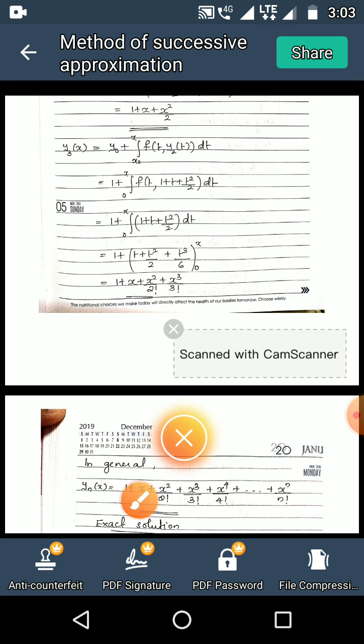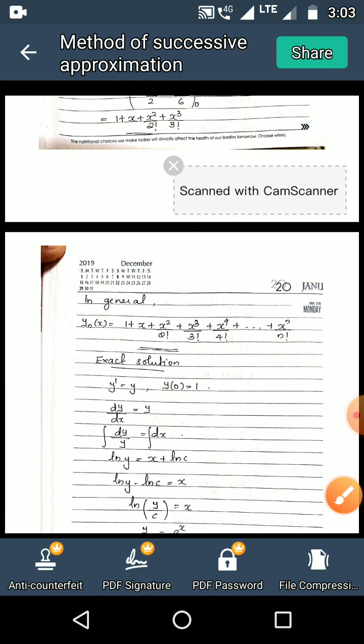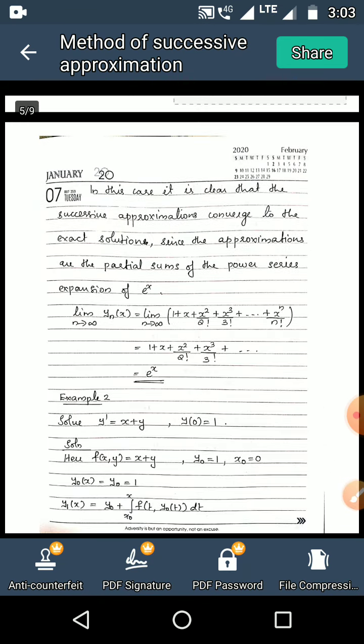In general, yn of x is a partial power series of e raised to x, because only finitely many terms, up to n terms, are obtained in successive approximation. In this case it is clear that the successive approximations converge to the exact solution e raised to x, since the approximations are the partial sums of the power series expansion of e raised to x.